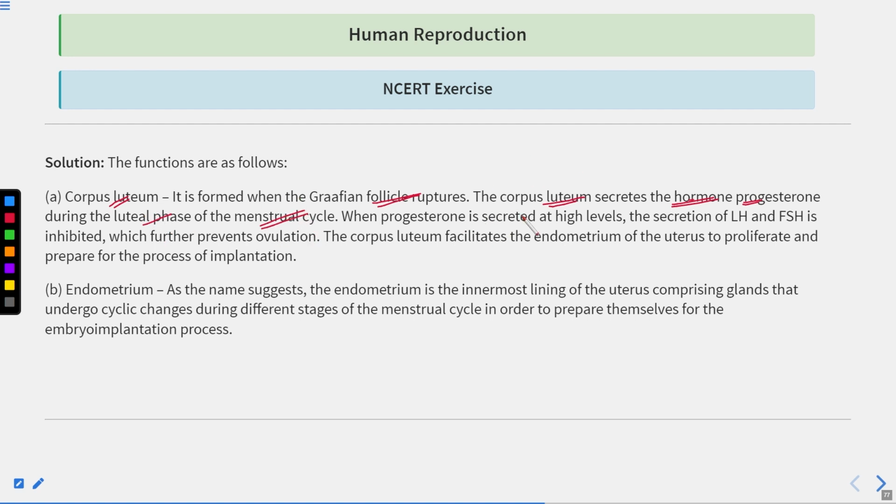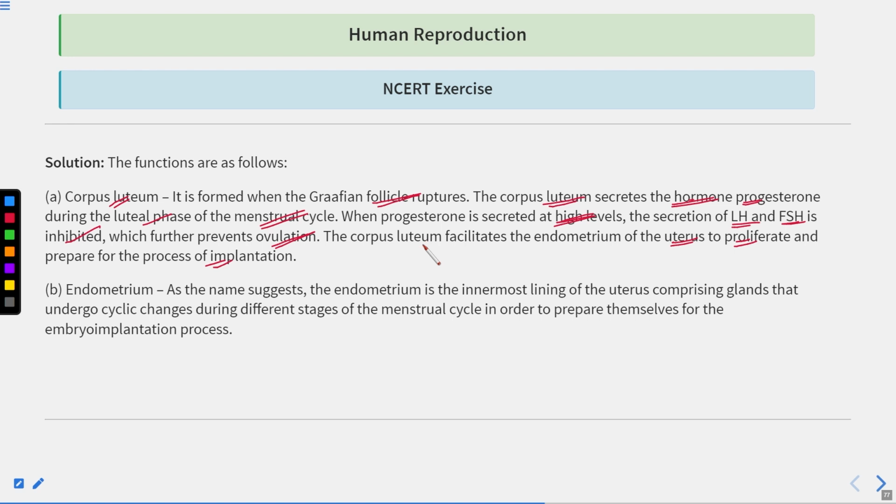Now the progesterone is secreted. The level of progesterone is very high during the luteal phase. So when progesterone is secreted at high levels, the secretion of LH and FSH is inhibited, which further prevents ovulation. Clear? Now, corpus luteum facilitates the endometrium of the uterus to proliferate and prepare for the process of implantation.